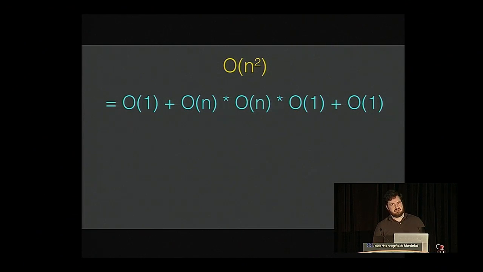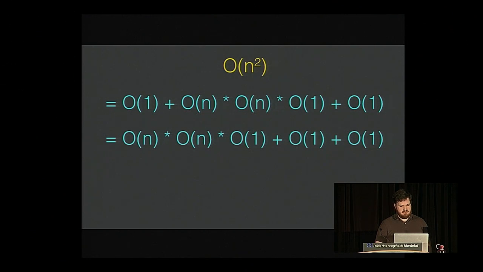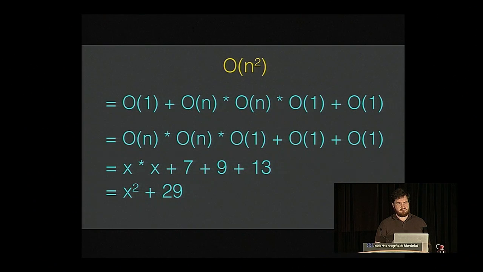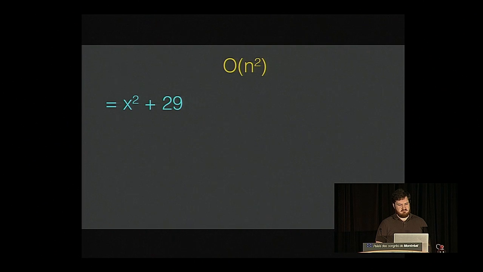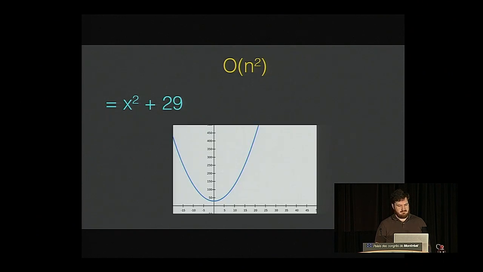So let's break this down a little bit. Let's rearrange this, plus O of 1, and move that to the end. It makes things a little easier. And then we'll plug in some numbers like we did before, where O's of n become x's, and constants become numbers that we decide arbitrarily. And once we simplify this, this reduces to x squared plus 29. Okay, so now let's plot x squared plus 29. It looks kind of like this.